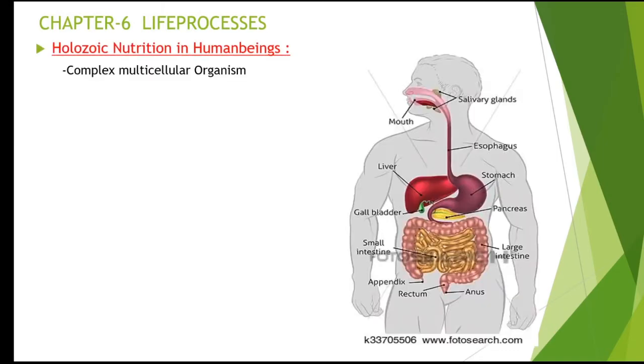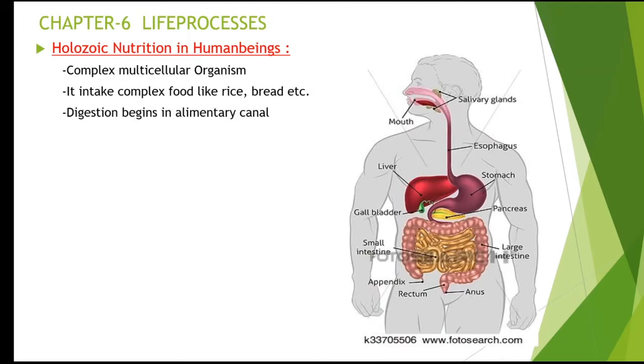Human beings are multicellular organisms. They intake complex food like rice and butter. The digestion begins in the human beings in the alimentary canal. So what is the alimentary canal, children? Food travels from the mouth to the anus through a tube-like structure called the alimentary canal. How long is it, children? The alimentary canal is 9 meters long.